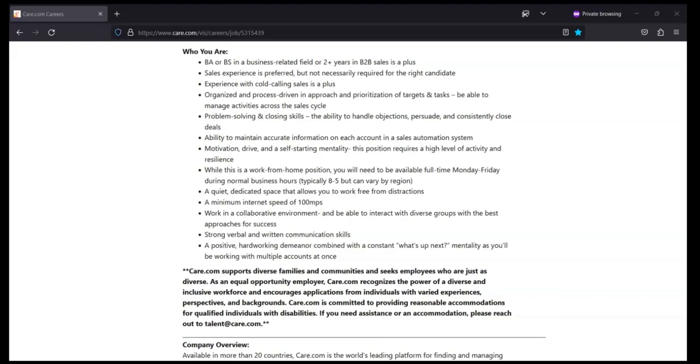A quiet, dedicated space that allows you to work free from distractions. A minimum internet speed of 100 Mbps. Work in a collaborative environment and be able to interact with diverse groups with the best approaches for success. Strong verbal and written communication skills, and a positive, hardworking demeanor combined with a constant what's up next mentality as you'll be working with multiple accounts at once.